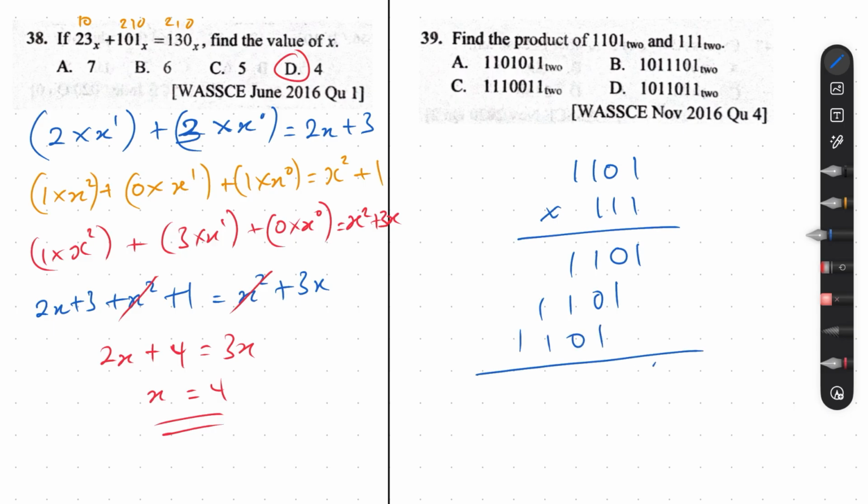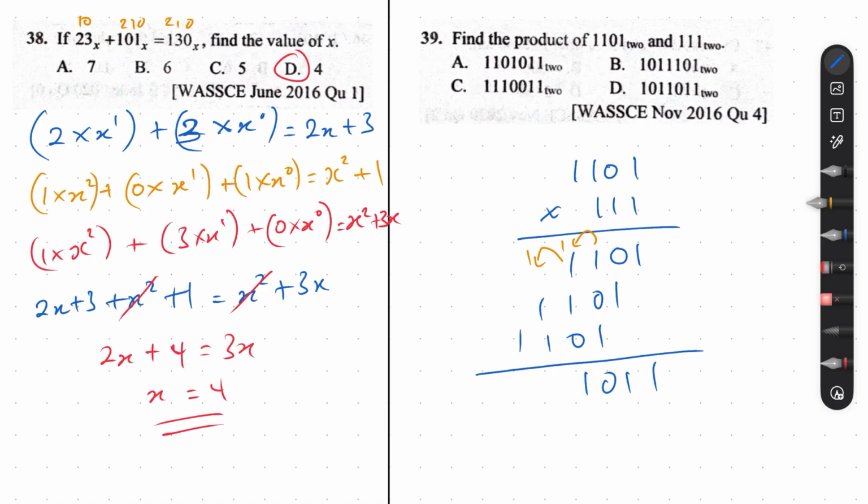Here we have 1, here we have 1, and then 1 plus 1 here will give us 2. 2 in base 2 is 10. So we write 0 here and then we move the 1 to the next column. Now this 1 plus 1 plus 1 will give us 3. 3 in base 2 is 11. So the 1 will be written here and the 1 will transfer to this side.